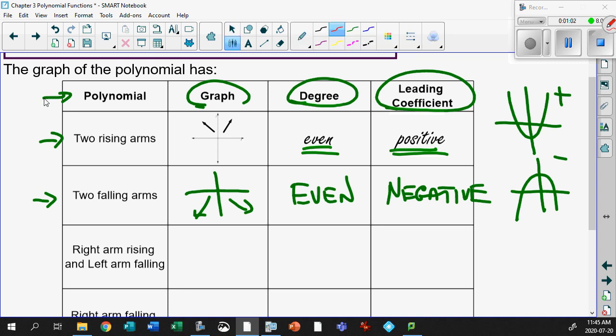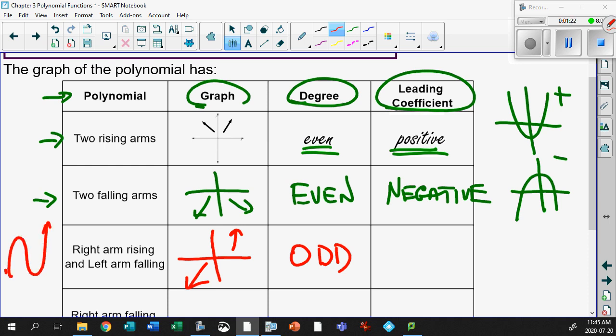Now, check out this. Right arm is rising, left arm is falling. So on your left arm, you're going down. On your right arm, you're going up. This automatically tells you if you got one up, one down, this has got to be an odd degree. Automatically. So you're going to get something that does this. And if you think about it, draw an axis. 1, 2, 3 tells you that it has to have a degree of 3. See, it's an odd degree. Leading coefficient, if that guy's going up, that's of course going to be positive. Okay, that's very important to remember.